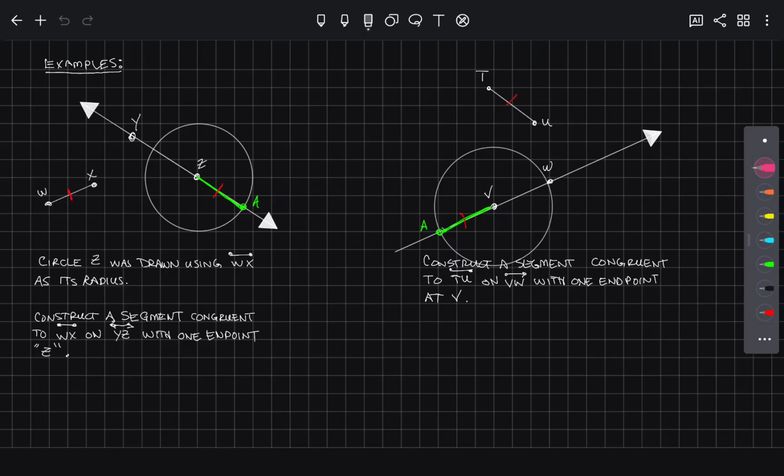and you'll see the same exact thing on the other example. So just something to keep in mind if you need to create a congruent line segment is that you can make it the radius of a circle.